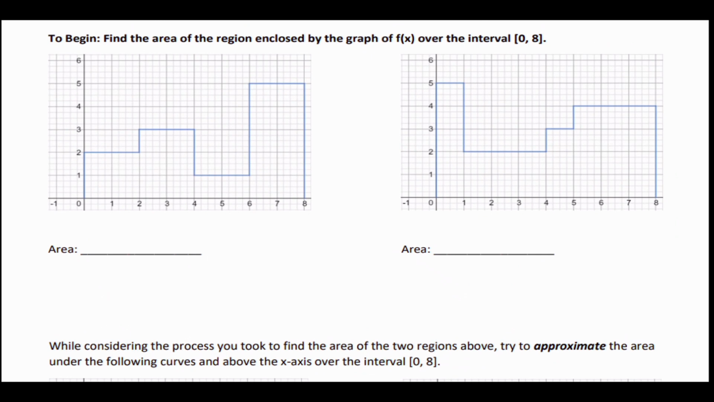So if you were going to find area under the curve, what would you do? Right now what I want you to do is find area under the curve for these two guys. Approximate it. What would area under the curve be for each of them? Okay, so I want you to do that. So what do you get? How much area do you get under this curve here?